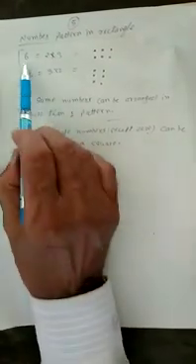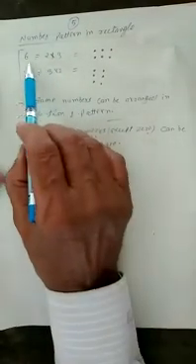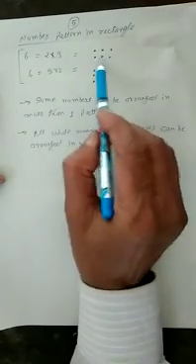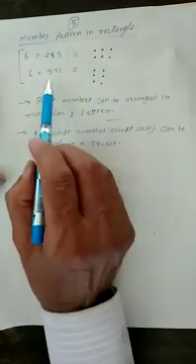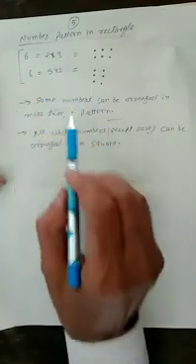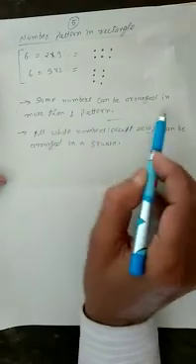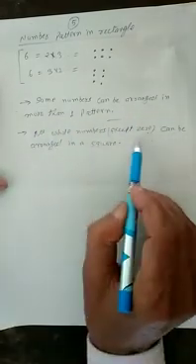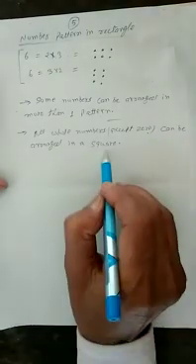Some numbers can be represented in the form of a rectangle. For example, 6. How can we write 6? 2 into 3: here 2 dots in one column and 3 dots in each column. 2 into 3 can also be represented as 3 into 2. Some numbers can be arranged in more than one pattern, and all whole numbers except 0 can be arranged in a square.